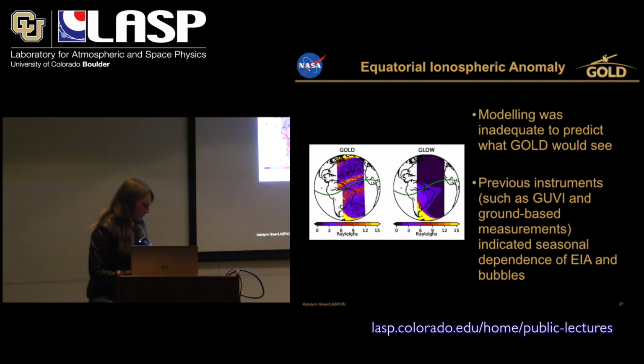asymmetric pattern. We did have some previous instruments, such as the GUVI mission and some ground-based measurements, to kind of guide us on what we might see, which is why we did perform these scans, because we thought, well, maybe there's something there. Maybe we'll be able to see it. And sure enough, it was there. But the other thing these other instruments showed us was that we thought there might be a seasonal dependence of the equatorial ionospheric anomaly, and that there might be something called bubbles.